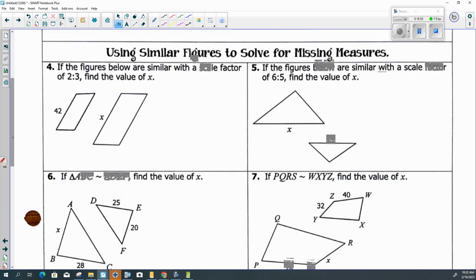All right. We've moved on now from finding the proportionality, making sure we are looking at corresponding sides or angles, to using the similar figures to solve for a missing measure. So Carter, will you read the number 4 for us? Ethan, how do I know which one's the 2 and which one's the 3?